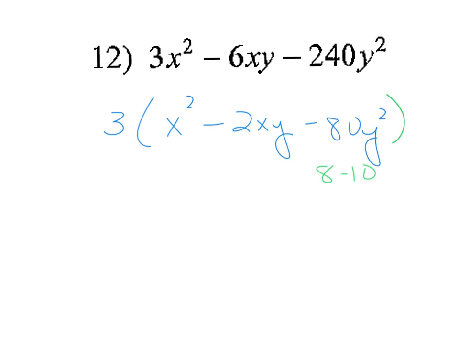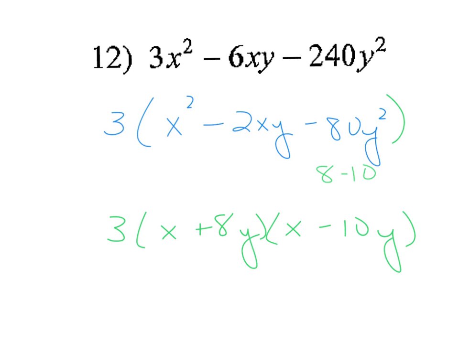I forgot my parentheses there. So keep the 3 on the outside. x squared is going to break down to x and x. We know that we've got a positive 8 and a negative 10, and then tack the y's on the back side.